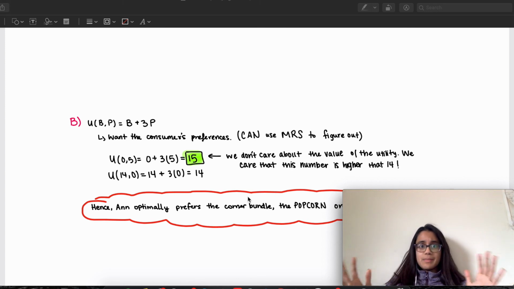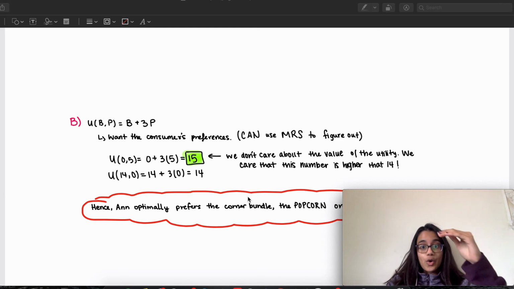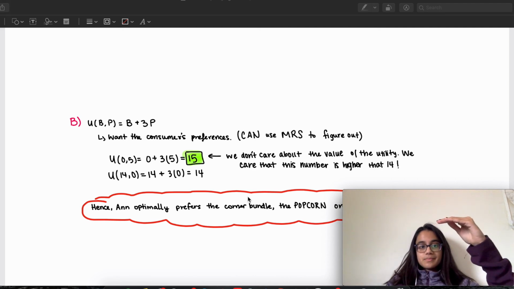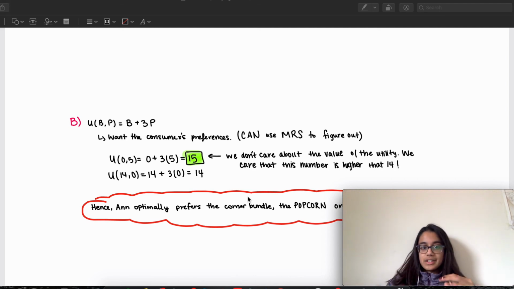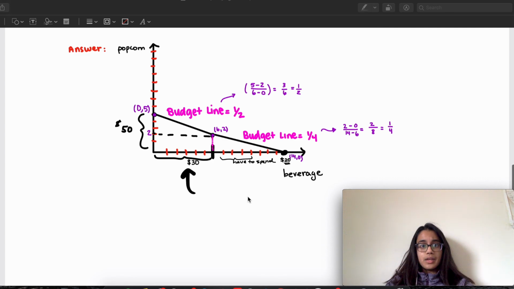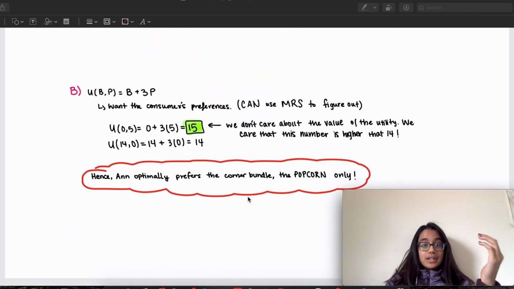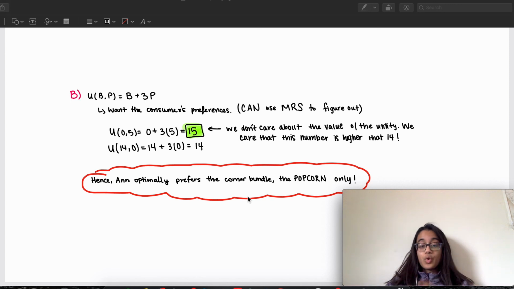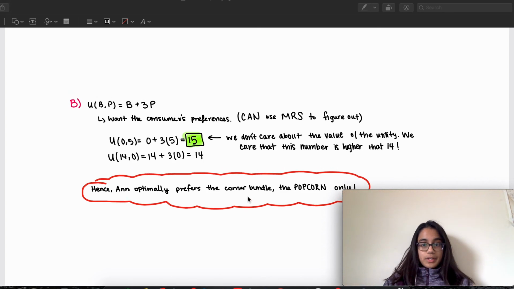Oh, wow, the 15 matters so much. Here, the 15 and the 14 don't really matter. But what really matters is the fact that 15 is higher than 14. So we see that Anne really does prefer that (0, 5) more than the (14, 0). And where does the (0, 5) come from? It comes from the y-axis, and that's popcorn. So we can assume that Anne would optimally prefer the corner bundle, which is the popcorn only. So she would optimally want to buy popcorn only. So yeah, that would solve our problem here.